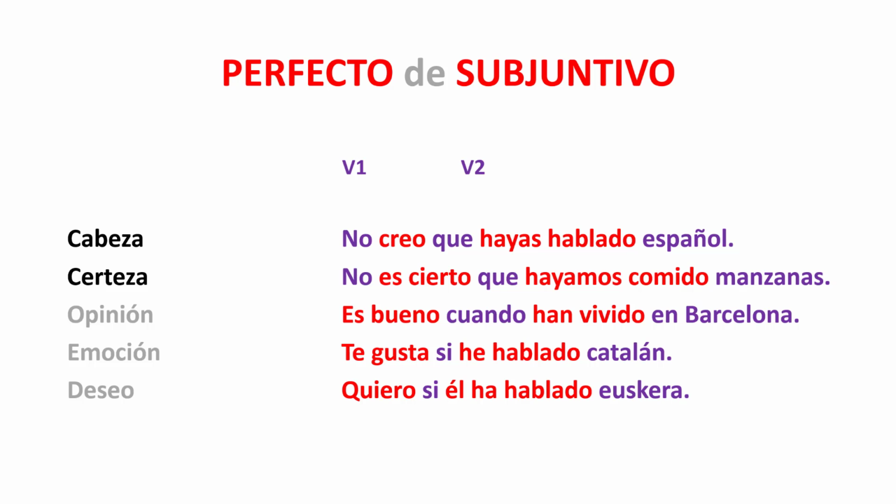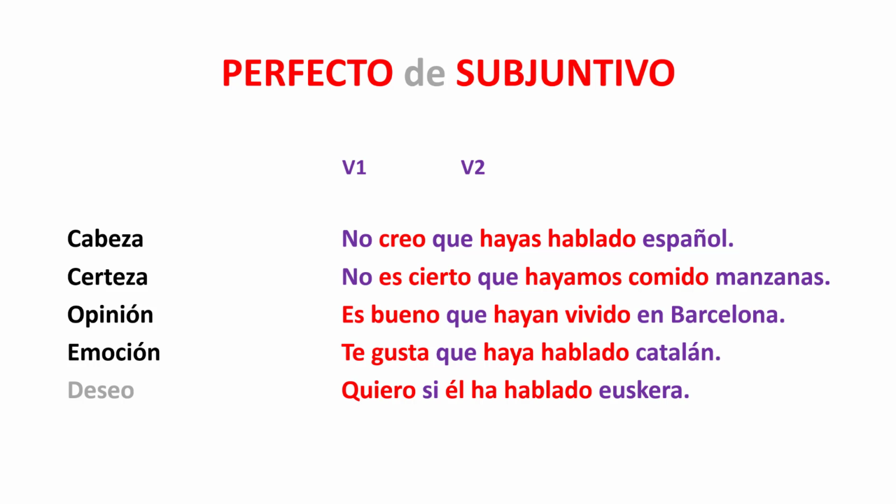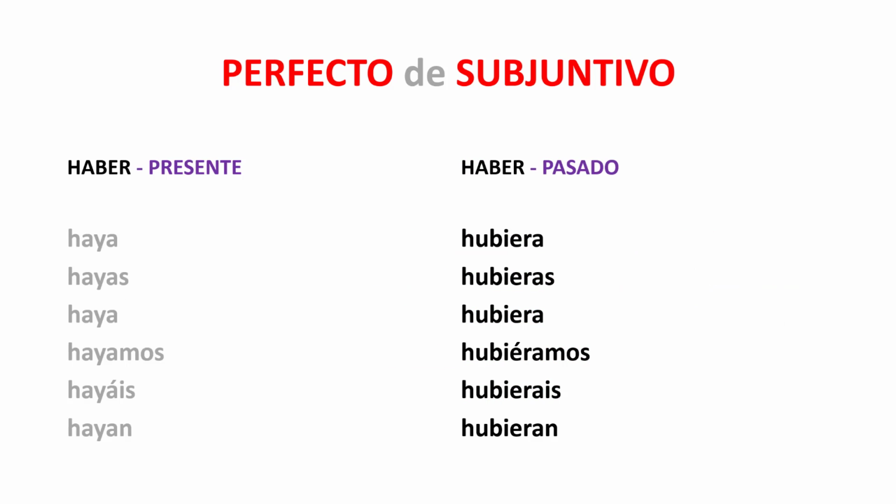It's good when they have lived in Barcelona becomes it's good that they have lived in Barcelona. You like if I have spoken Catalan becomes you like that I have spoken Catalan. I want if he has spoken euskera becomes I want that he has spoken euskera. So if the connector becomes que in verbs of opinion, emotion, and desire, then that second verb has to become subjunctive even if it's the perfect tense. Hayas, hayamos, hayan, haya, and haya. Let's look now at how that would look in the past tense in the subjunctive.